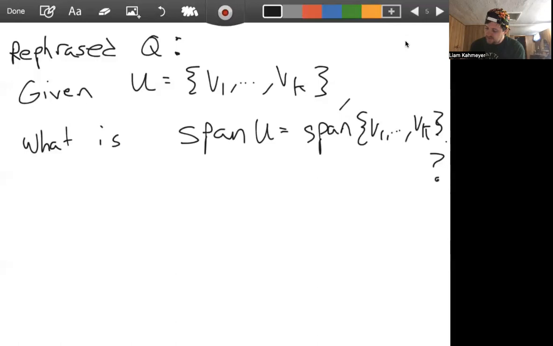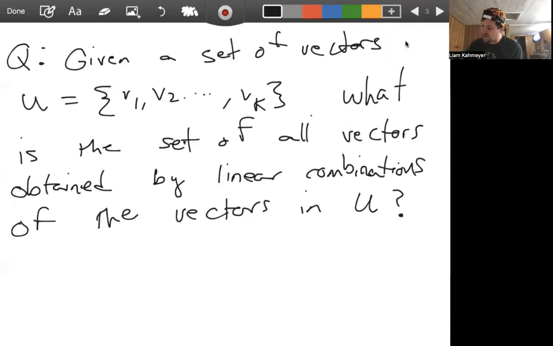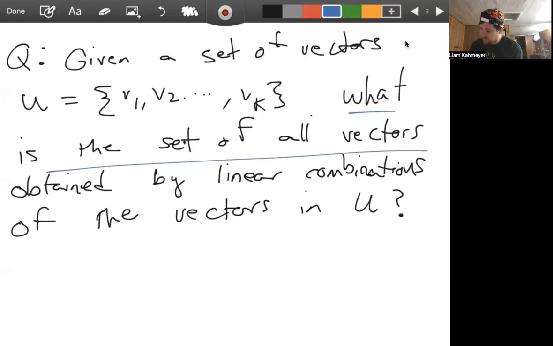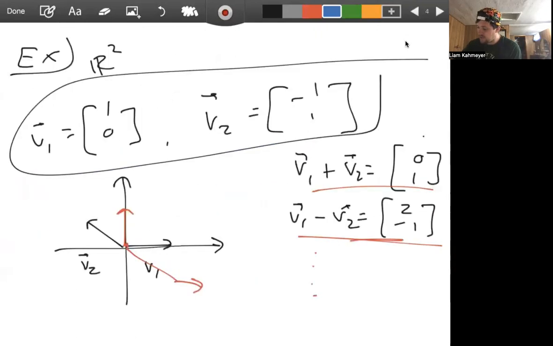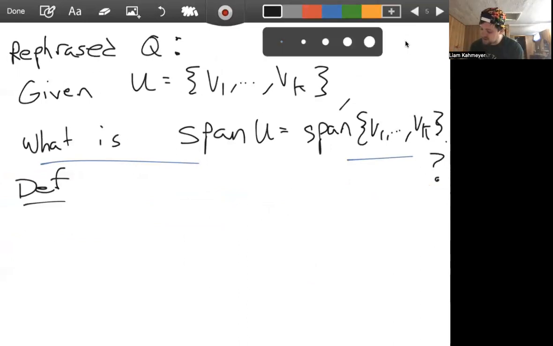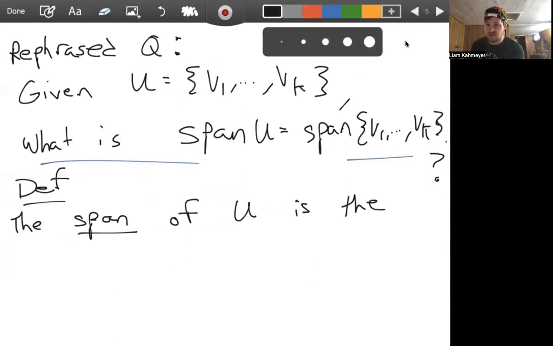So let's define this then. We've kind of defined it implicitly when we were asking a question. We were saying, what is the set of all possible vectors obtained by linear combinations of vectors in U, right? And in the rephrased question, I've said, well, what is the span of U? And this turns out to be the definition. So the span, or spanning set, of U is the collection, or let's say set, because the spanning set is a set.